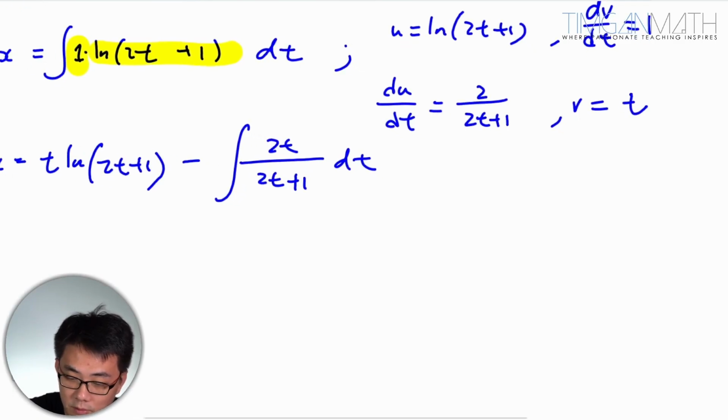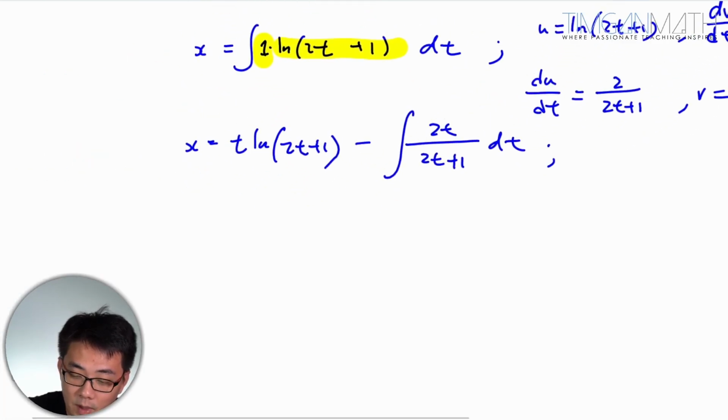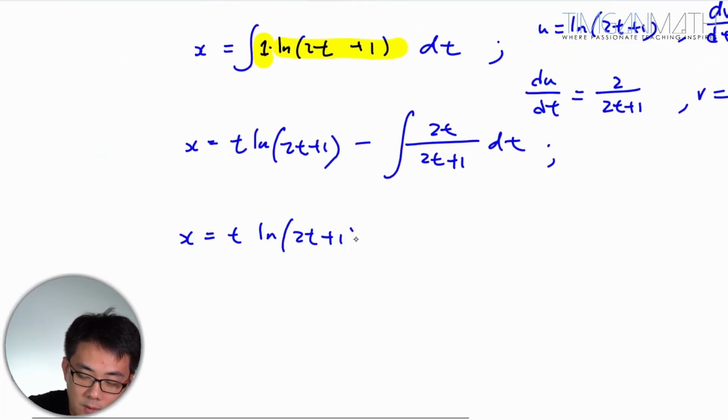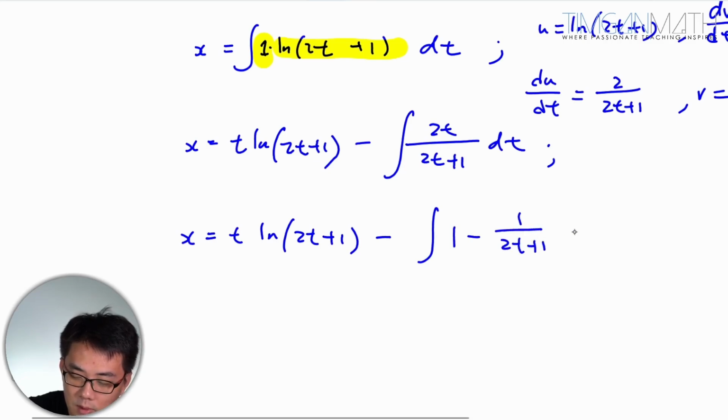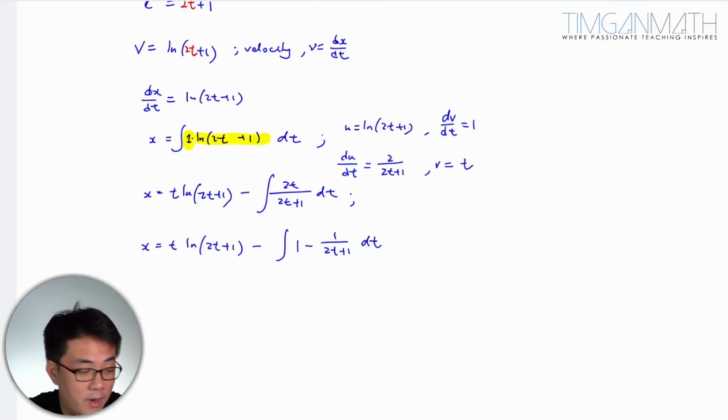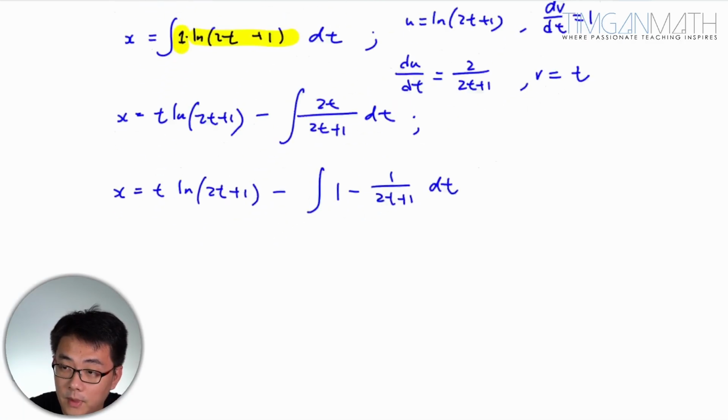Do long division, of course. In this case, you can do a long division, or you can just use a juggling method here. So I'm going to use plus 1 minus 1. That will be x equals t ln(2t + 1) minus the integral of 1 minus 1 over 2t + 1 dt. Alright, that's how you do this part here.